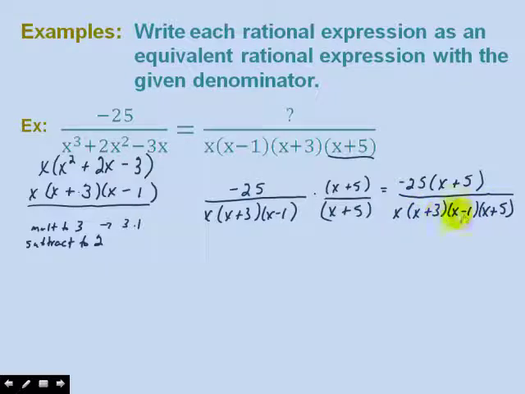Since these are all multiplications, we can write them in any order that we choose to. And let's leave this one in factored form, since our denominator here was in factored form. So this would be our final answer.